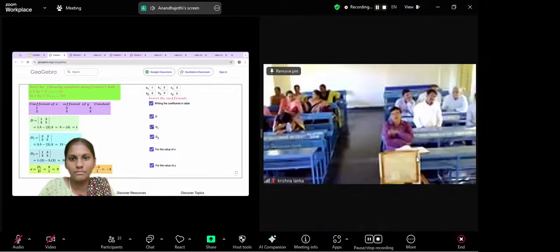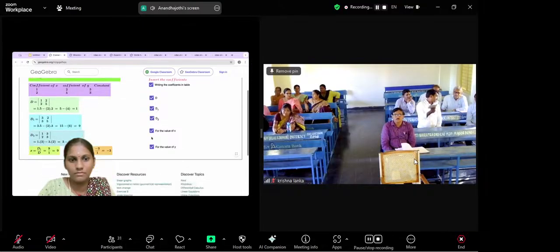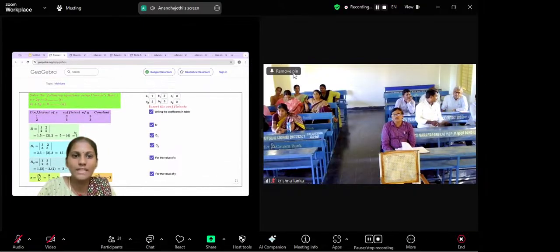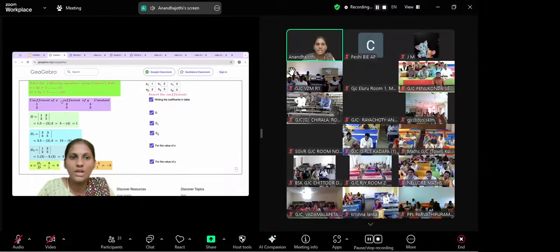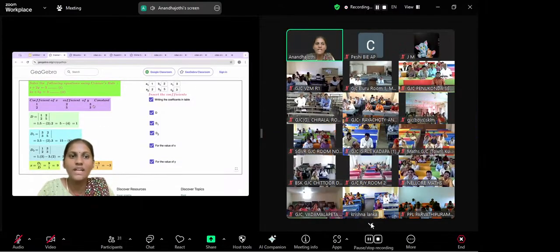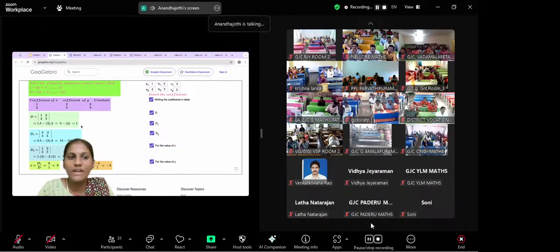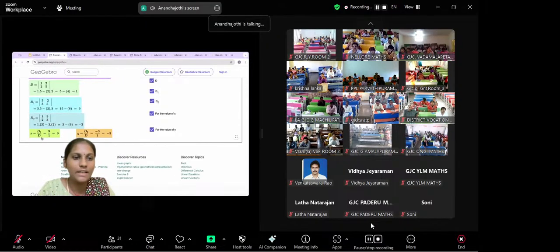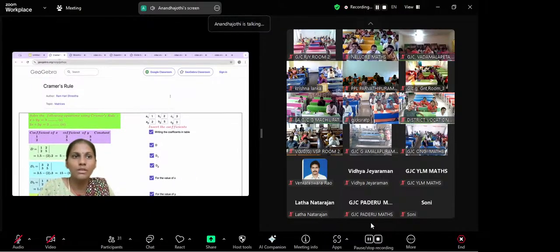Okay. So now we can see, while varying these equation numbers, the coefficients of x vary, coefficients of y vary, and the constant values also vary. We can find the determinant and d1 and d2 values, and we can directly apply Cramer's rule. For x, d1 by d, and for y, d2 by d. Okay?